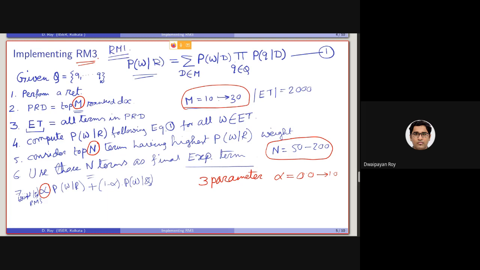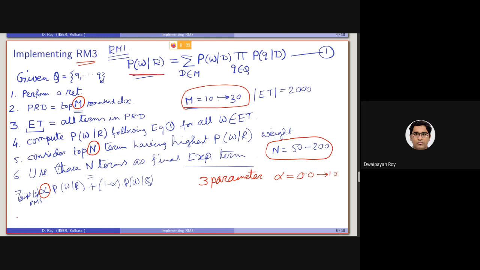Now the fun part, how we can implement this. That is, after performing an initial retrieval, how can we get a set of terms as the potential expansion term?